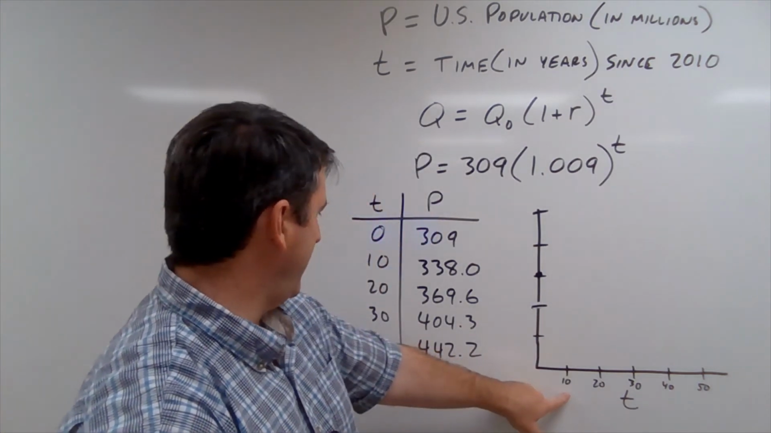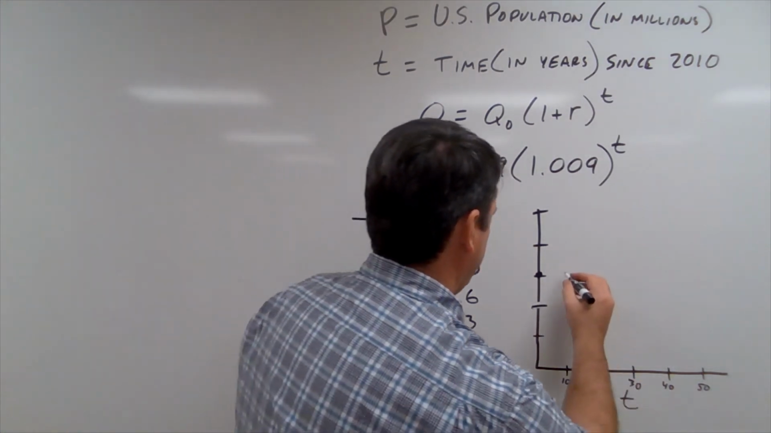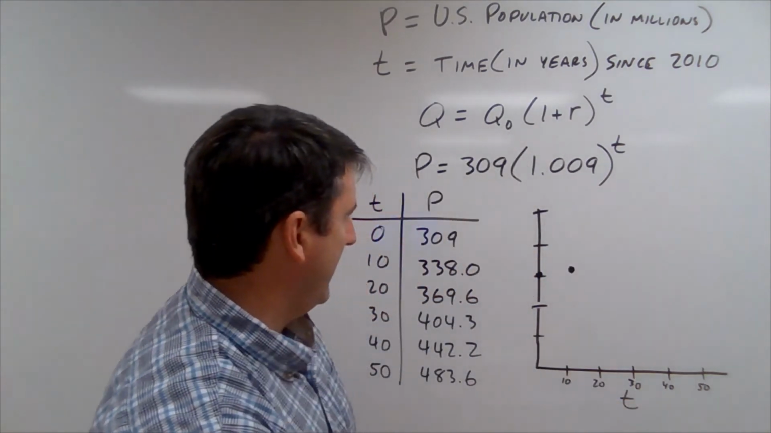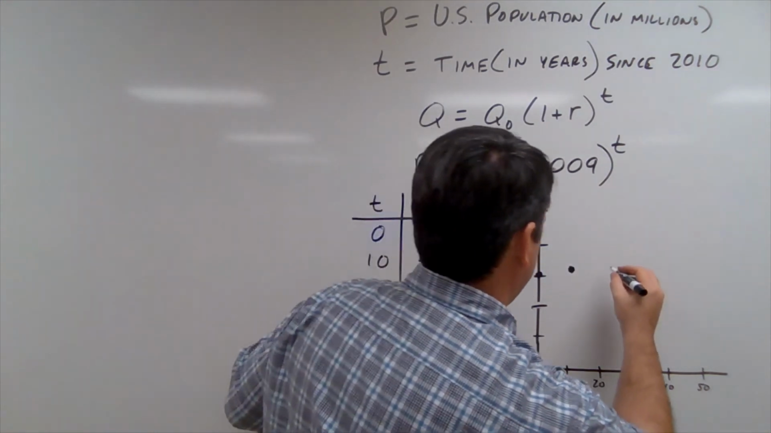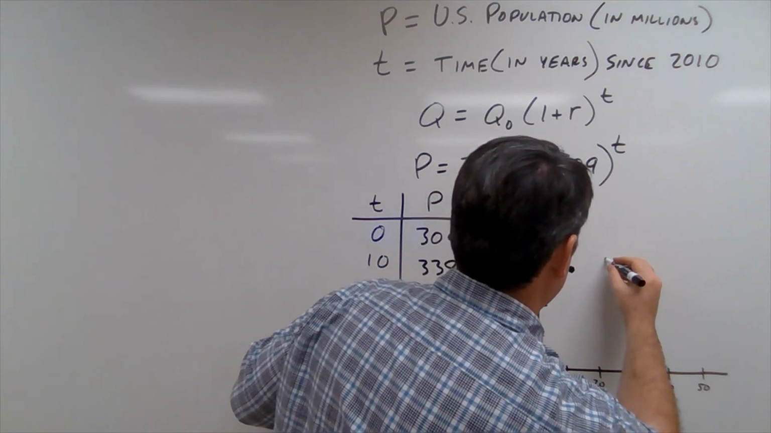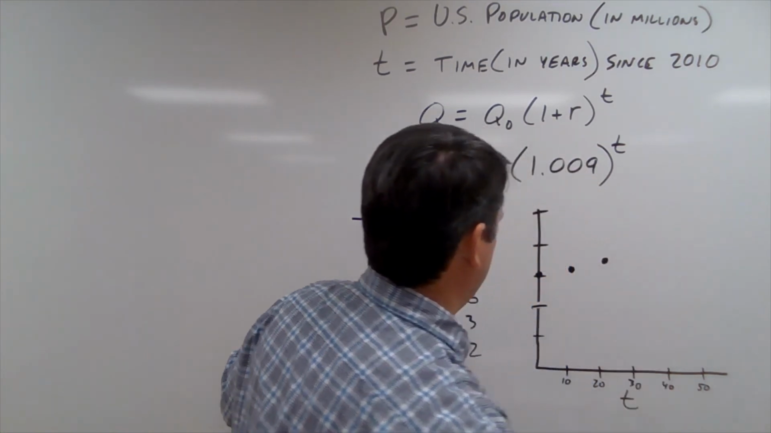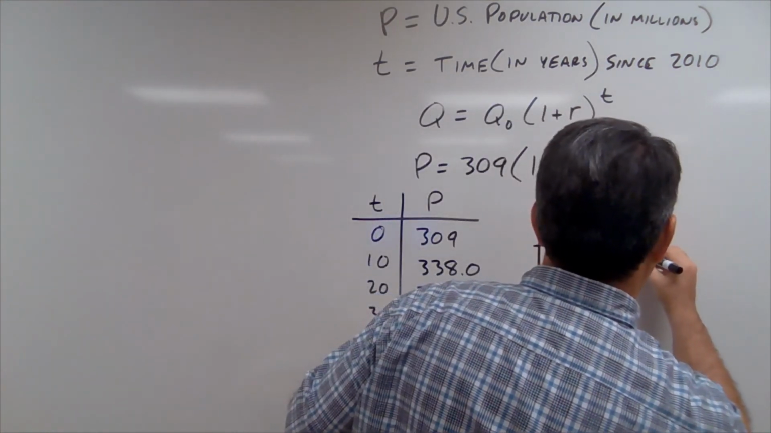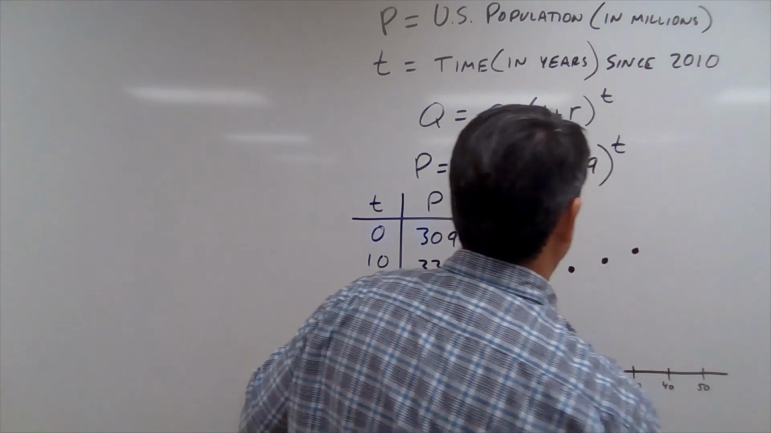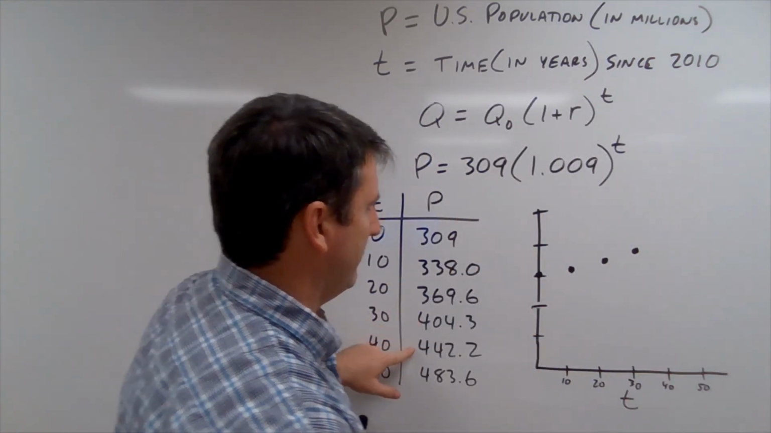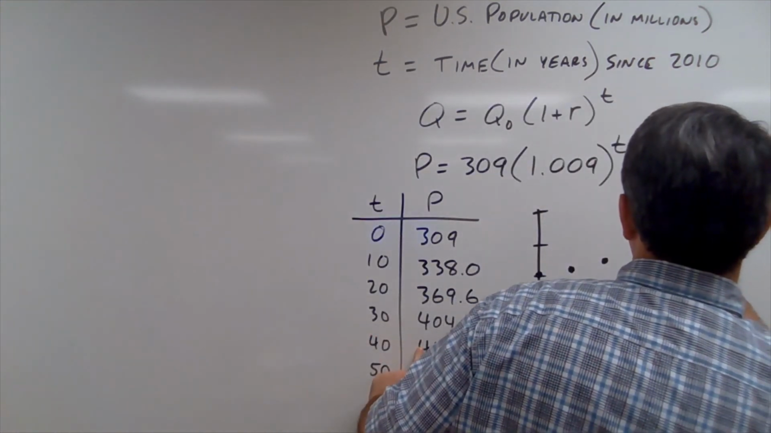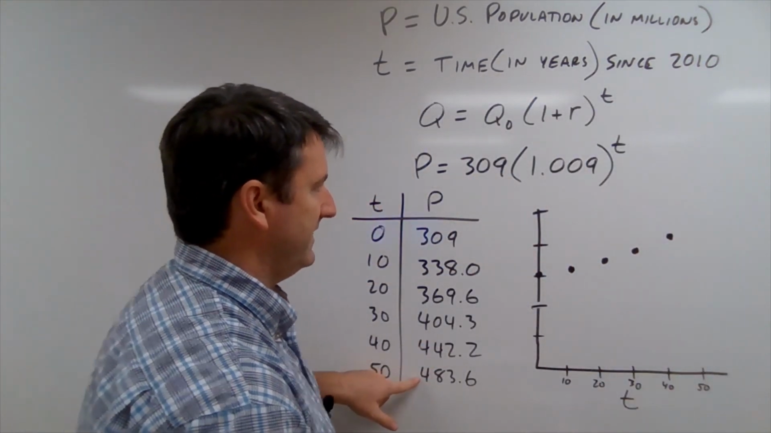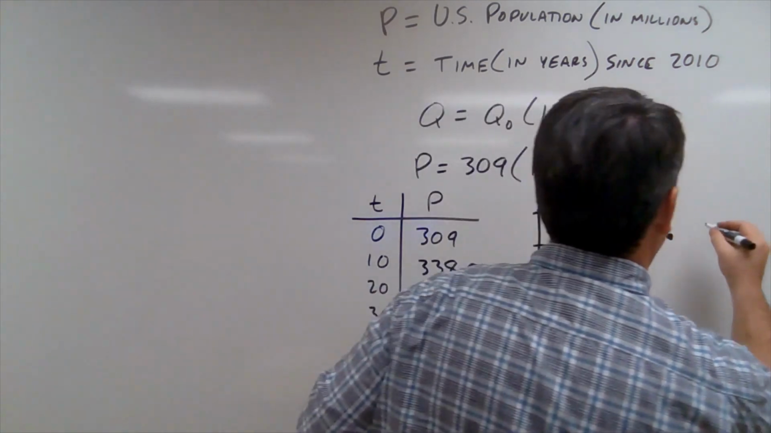At year 10, we had 338. That's going to be just a little bit higher there. And then at 20, we're at 369. So about there. At 30, we're at 400, just over 400. At year 40, we're at 442. Let's put that about right there. And then at 50, we're at 483.